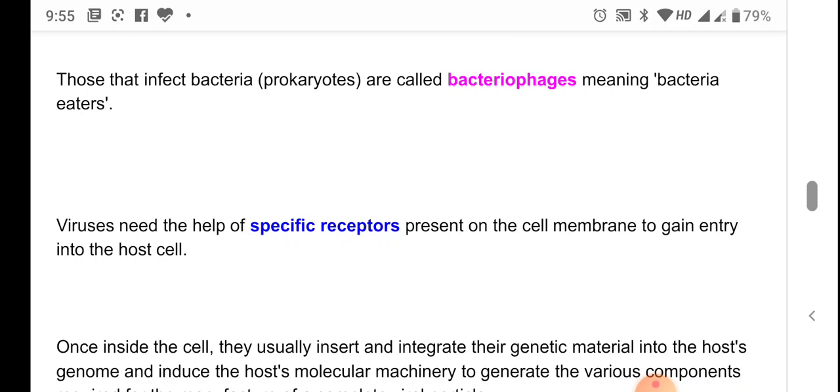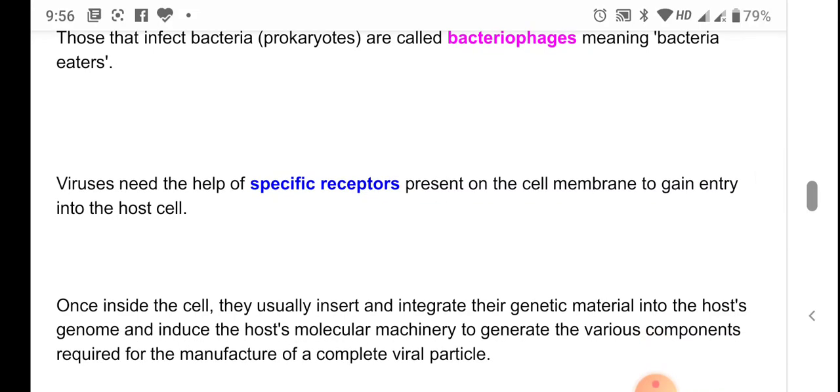A virus cannot attack just any cell. For example, the tobacco mosaic virus has its host cell in the tobacco plant. It cannot infect other cells, such as animal cells. So each virus has its own specific host cell. That is because of the specific receptors present on the cell membrane, which help them gain entry into the host cell. They can bind to the host cell only with the help of these specific receptors.